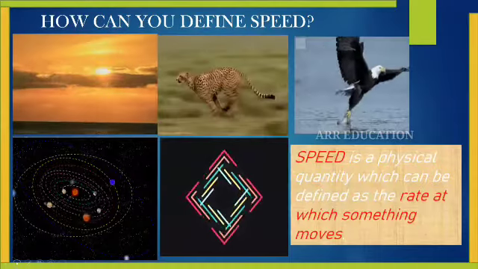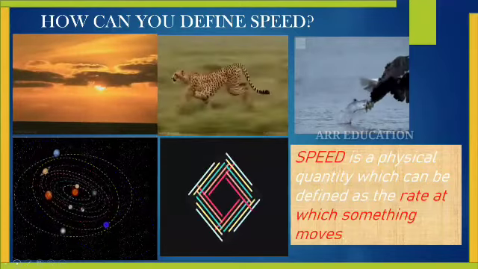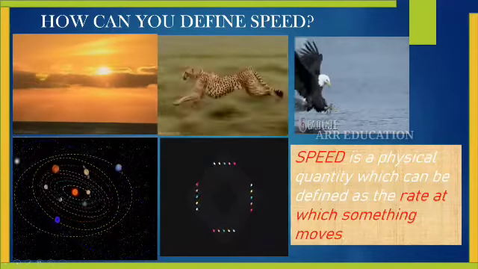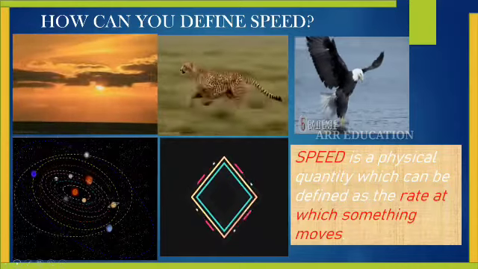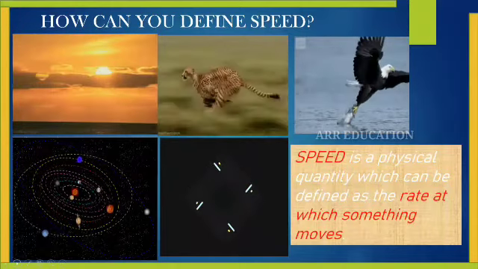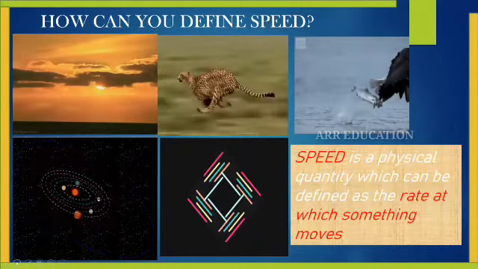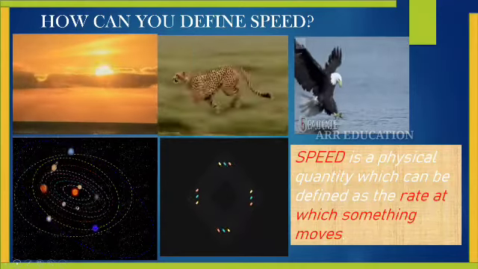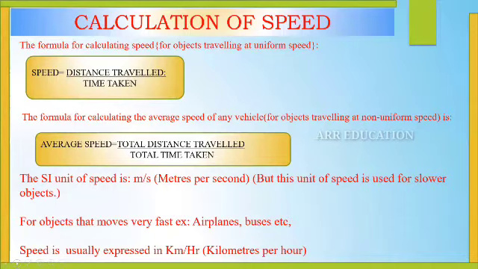So, why don't we jump onto speed now? You all know what is speed. Speed is the physical quantity which can be defined as the rate at which something moves. So, how do we calculate speed? The formula for calculating speed for objects traveling at uniform motion is speed is equal to distance divided by time.